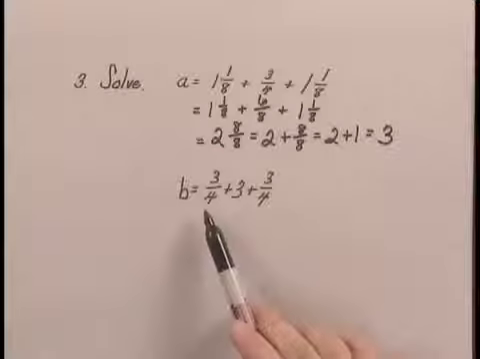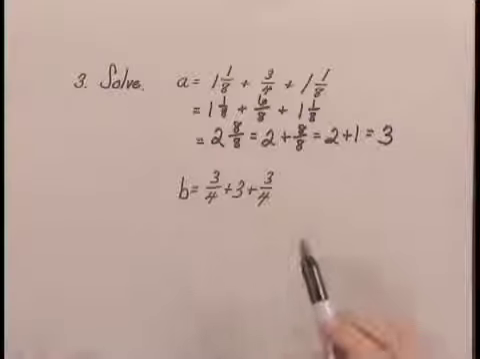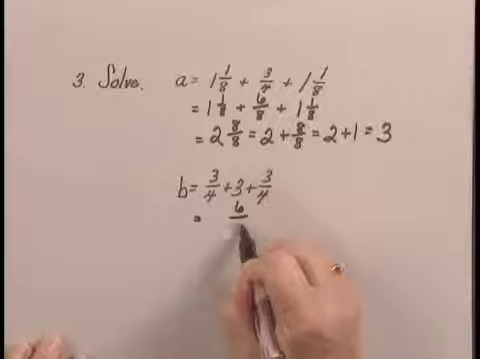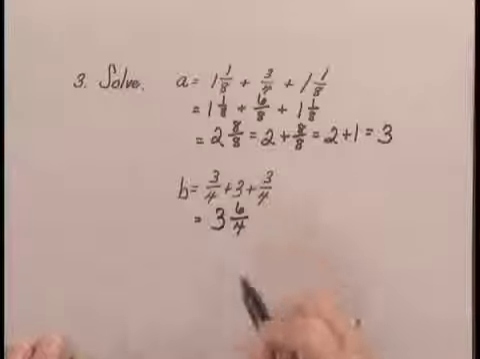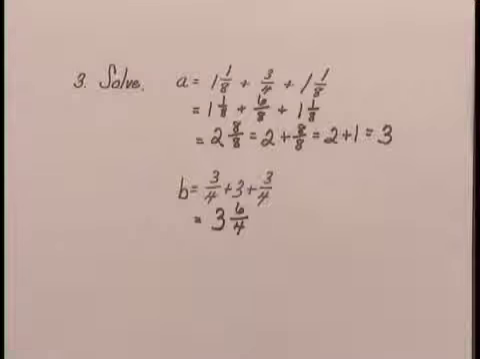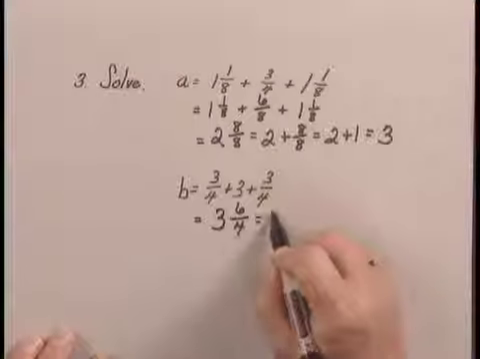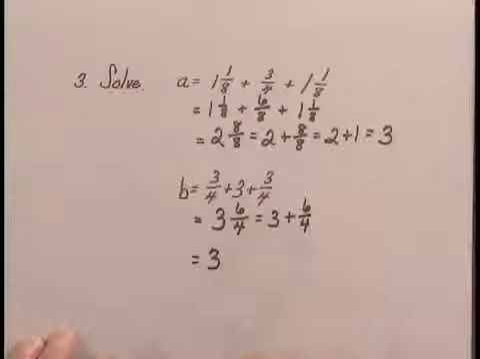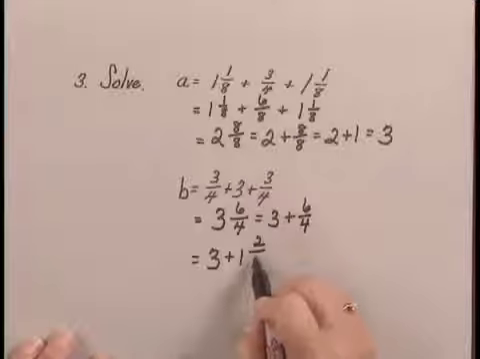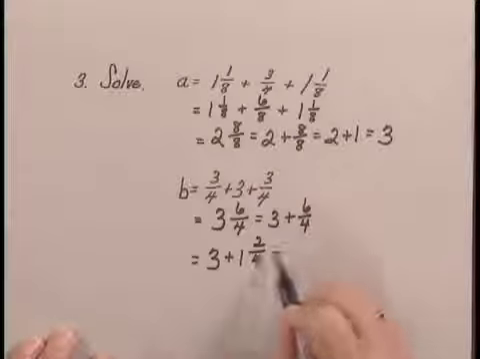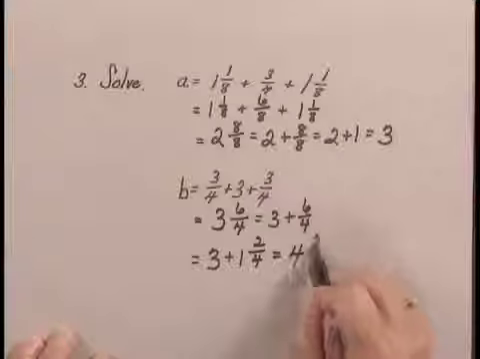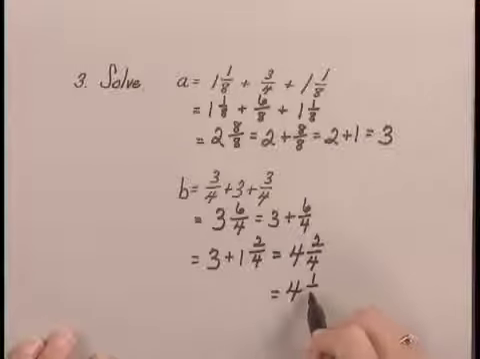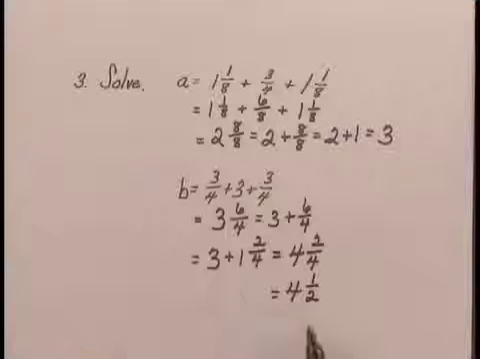For B, we need to add 3/4 plus 3 plus 3/4. And adding the 3/4 plus the 3/4, we get 6/4. And then the 3 would become the whole number part of a mixed numeral, 3 and 6/4. A 3 and 6/4 is the same as 3 plus 6/4. 6/4 we can write as a mixed numeral, 1 and 2/4. Or we can combine the 3 plus the 1, 4 and 2/4. And finally, we can simplify the 2/4 as 1/2. So we have the length B as being 4 and 1/2.